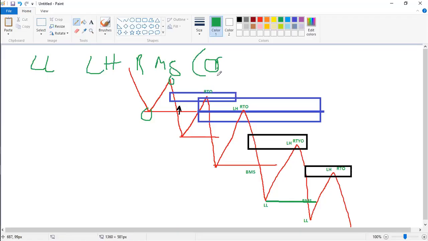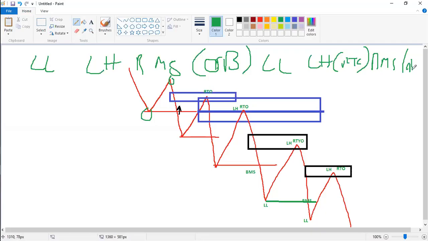Before you look for a lower low, look for the order block first. Then once you find it, now you look for the lower low, then lower high, and this will be a return to order block, this one. Then BMS. After BMS, look for the order block. OB. Right, we call them OBs.